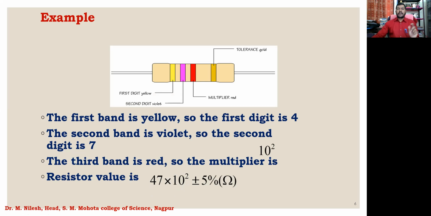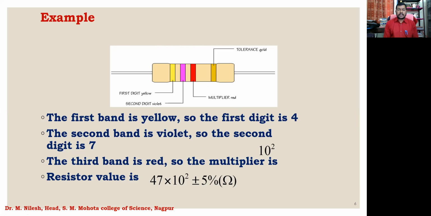And if we calculate in terms of units, we can shift the decimal point, so it will be 4.7, multiplied by 10 raised to power 3. So we'll have 4.7 kilo ohms resistance, right? This is how it is being calculated. Now the fourth band is gold, so the tolerance will be plus minus 5%.